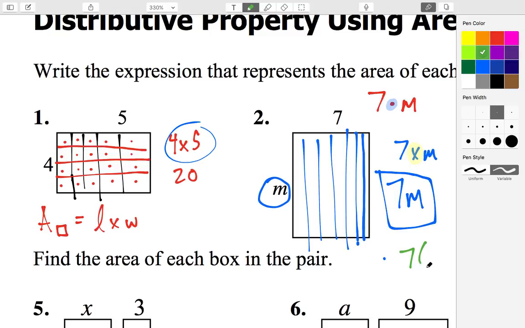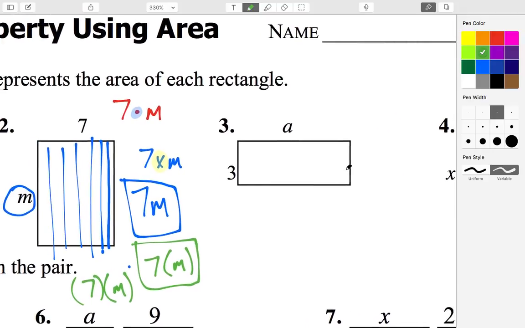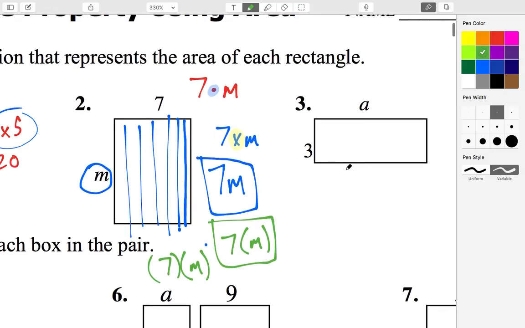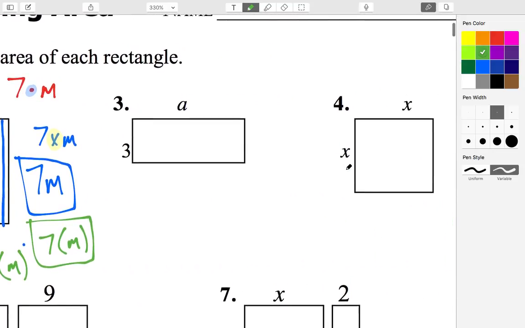You could write this as 7 parentheses m, and that means the same as 7 times m as well. These are the 2 most common ways, and one more way, which is similar to this one. You could put the parentheses around 7 and the m in parentheses, and this also means multiplication. So your final answer on that one was 7m, right? Oh, I did number 2 for you as well. But it's fine, we did number 2 in class, so you should already have that one done.